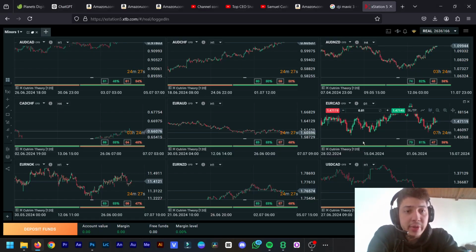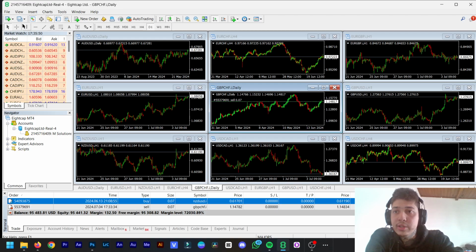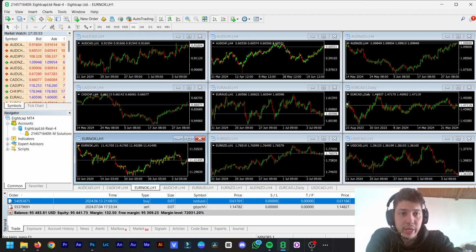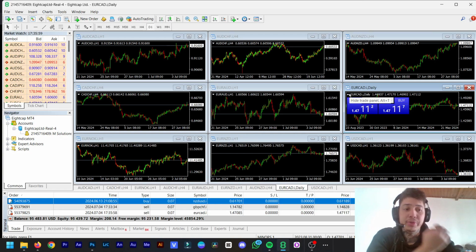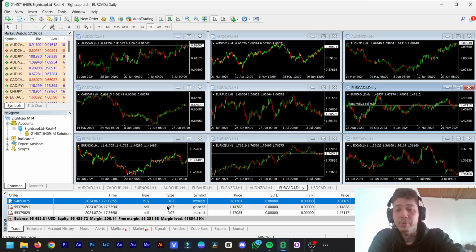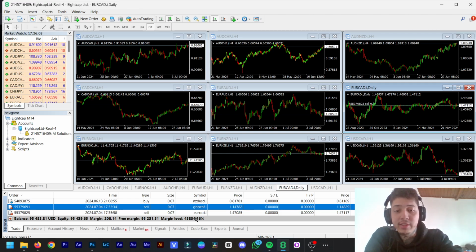Yeah, so in this case, what I'm gonna do is I have -1 at Euro CAD. So I'm gonna sell here. I have 73 green candles versus 47 red candles from start to back. And I'm gonna sell Euro CAD. I'm gonna sell 0.07, and then boom, here it is. So now I have 3 open trades, one an NZDUSD, the second one is GBP CHF, and the third one, which is Euro CAD. They're all the same size, and now I need to wait.